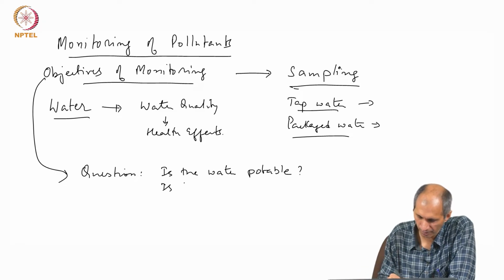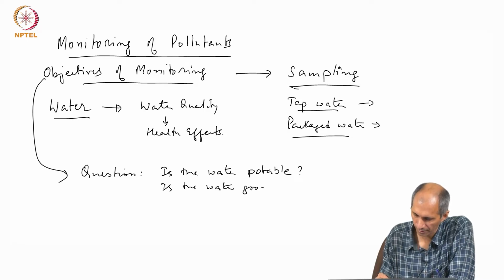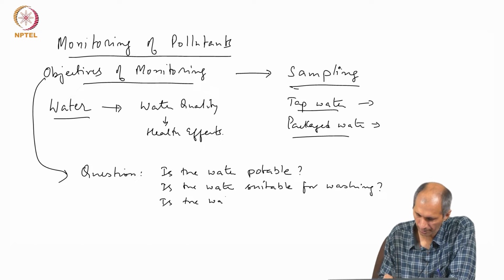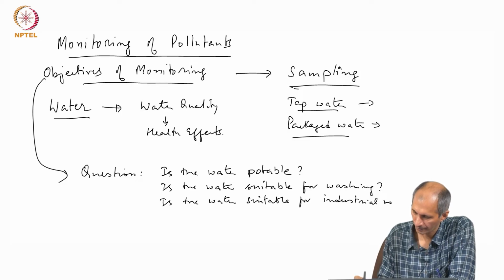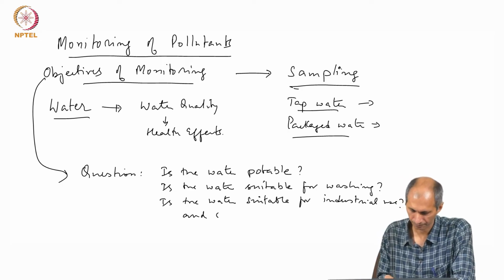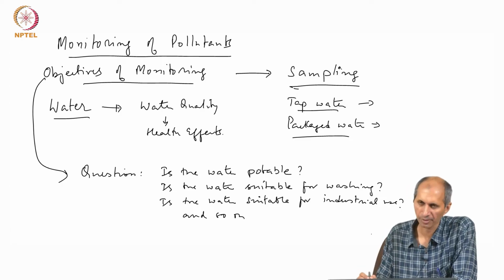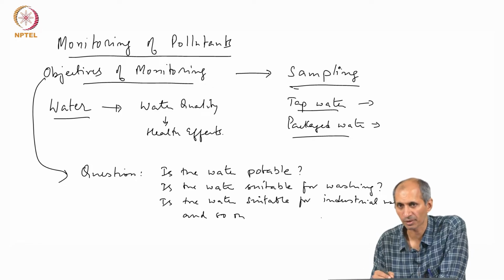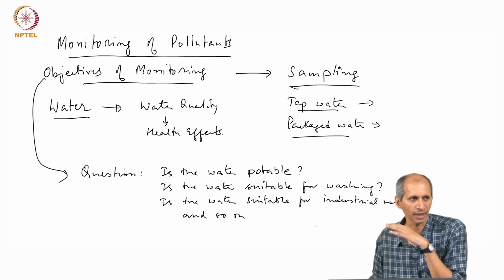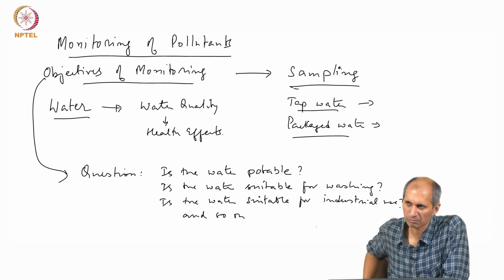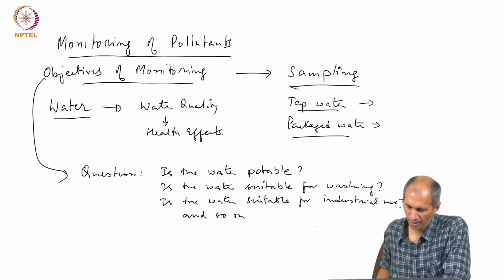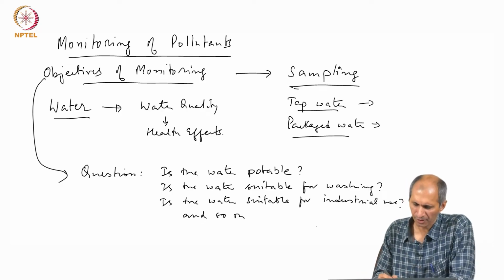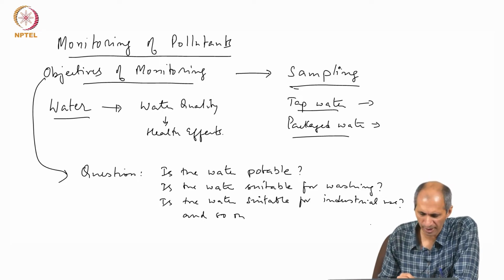Is the water potable? Is the water suitable for washing? Is the water suitable for industrial use? And so on. If you look at these questions from the point of view of how critical it is to ensure quality, you are decreasing in order. Potable water is the highest order, so I will keep it at the highest level. The rest are lower quality than that. In any case, this relates to where you are going to sample and all that. This is end use water that we are talking about. We are also looking at sampling in the environment.